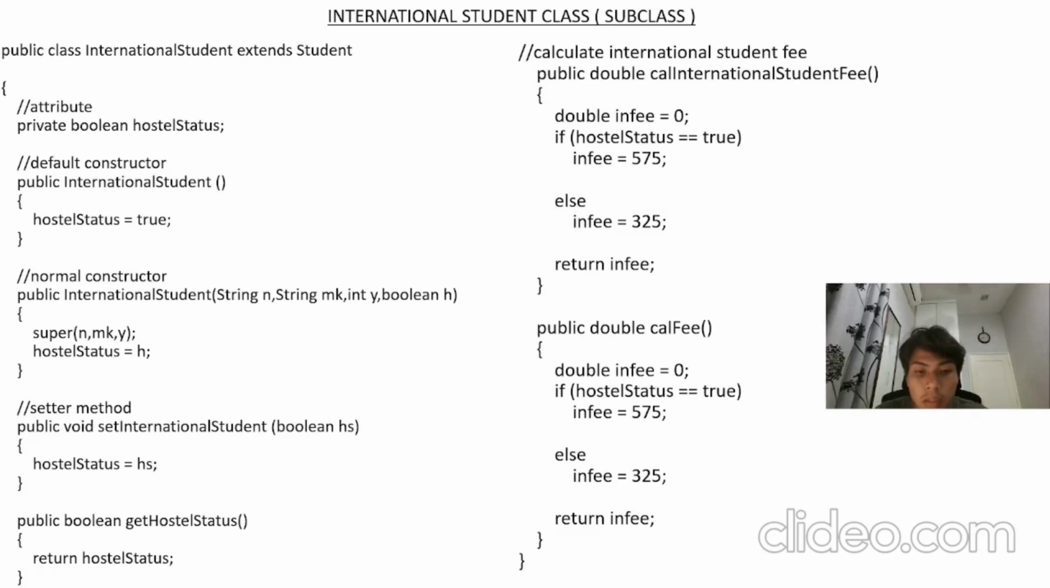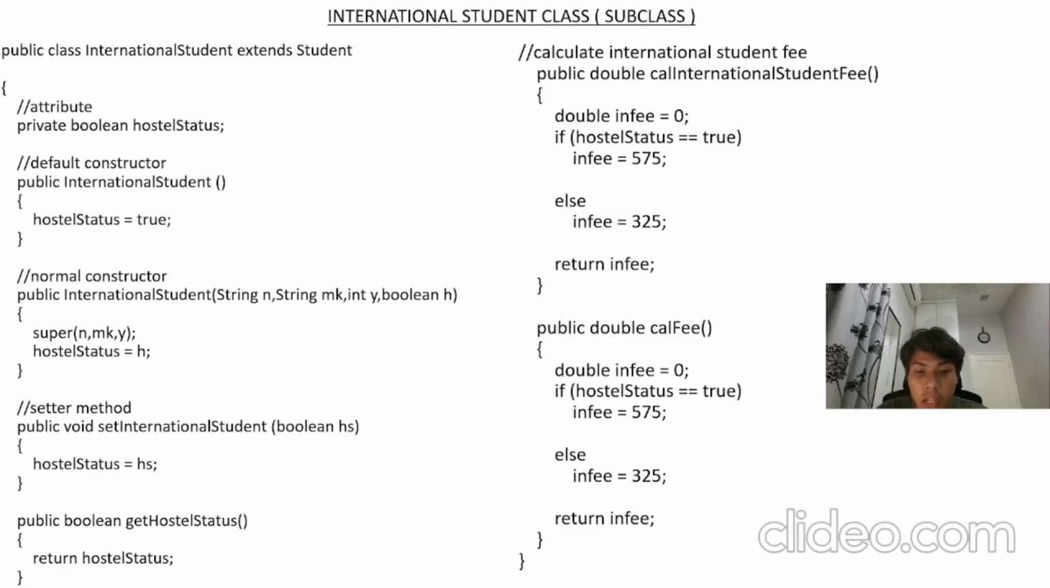There's also a setter method named setInternationalStudent that allows you to set the value of the hostel status attribute after the object is instantiated. The class also provides a getter method named getHostel_Status to retrieve the value of the hostel status attribute. It includes a method called calculateInternationalStudentFee, which calculates the fee for international students based on their hostel status. If the student stays in a hostel, so the hostel status is true, the fee is set to 575. Otherwise, it is set to 325.